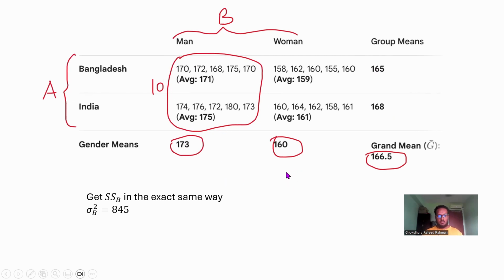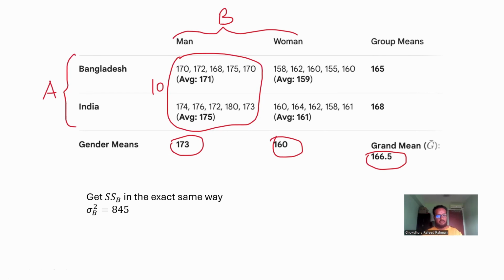So if we do the math, we are going to get some number which is going to be SSB. And obviously here as well, we have only two categories, male and female. So the degrees of freedom will be 2 minus 1 equal to 1. So we now know SSA and SSB, and also sigma A square and sigma B square.